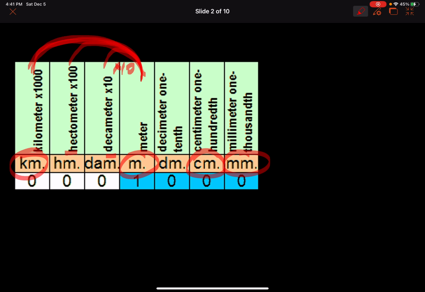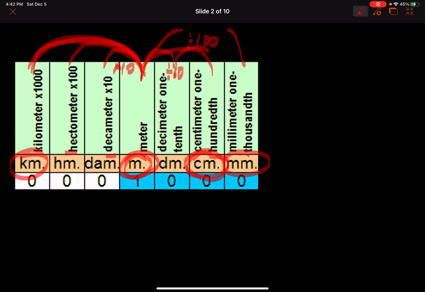If I was going to go the other direction, and I'm going to change from meters to centimeters, okay, so first would be decameters. I would divide by 10, and then I would go to centimeters, and I would be dividing by 100. And then to go to millimeters from meters, I would divide by 1,000.